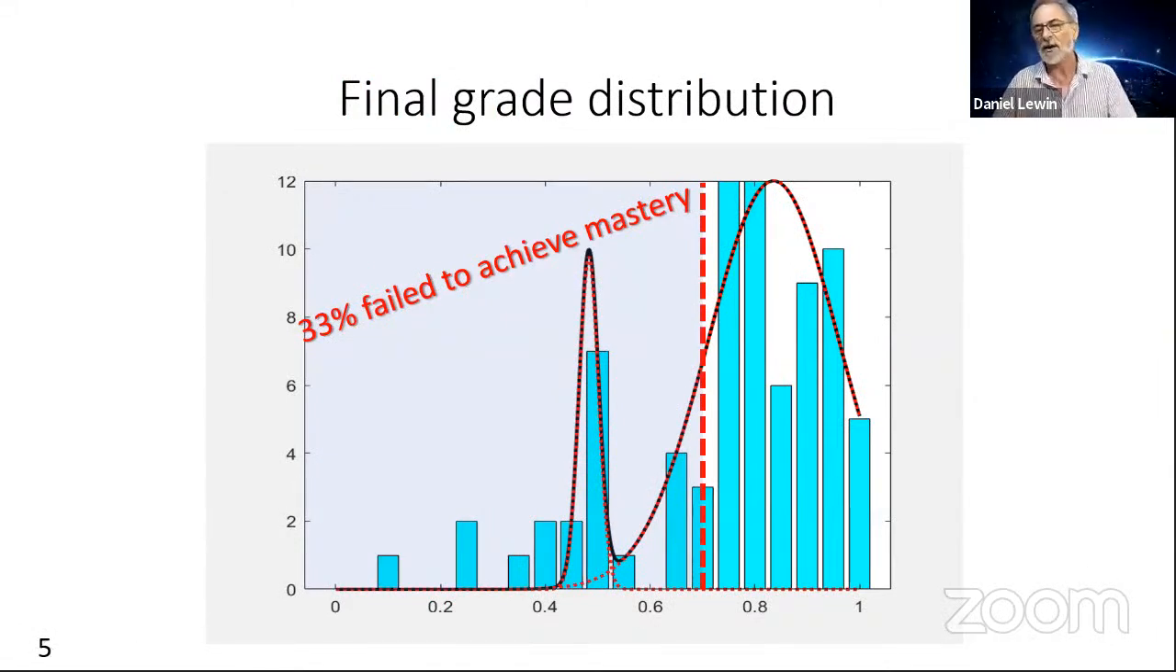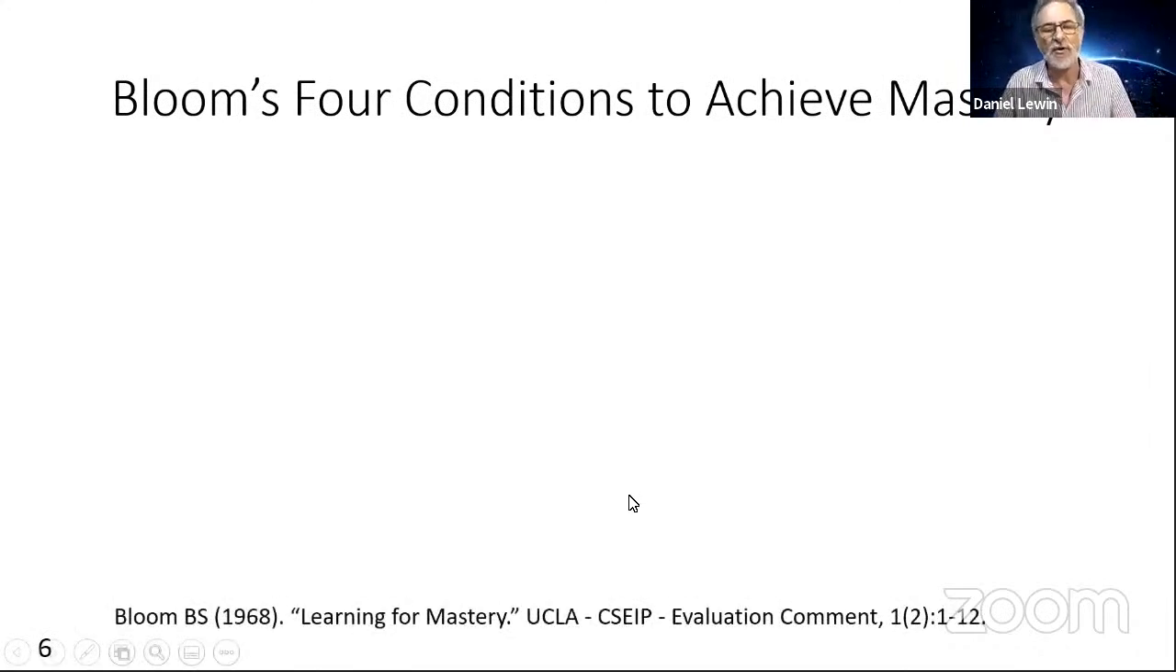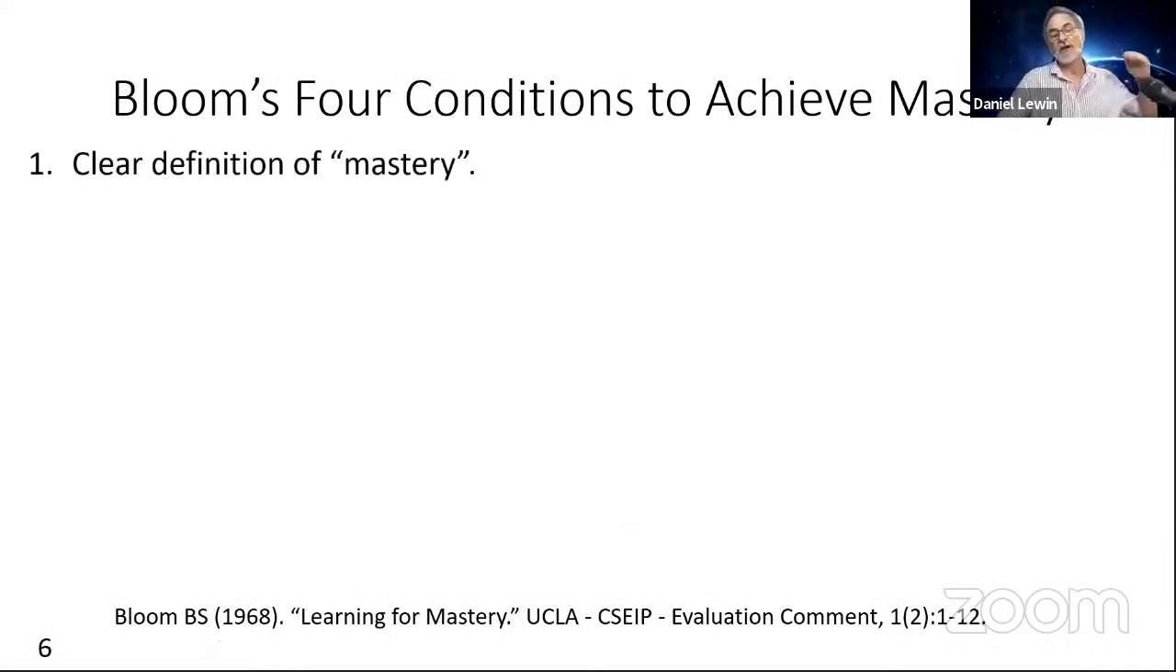Okay, it's totally unacceptable. Bloom, as I'm sure everyone knows, introduced his taxonomy, which everyone is very, very familiar with. Most people are not familiar, though, with some of his other very useful work. For example, in a paper in '68, he talked about the 4 conditions necessary to achieve mastery.